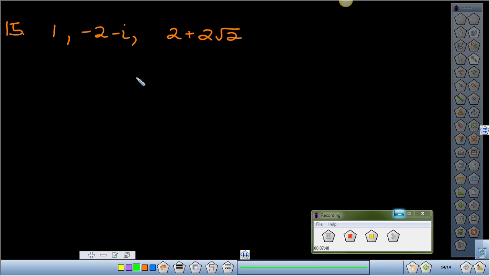And number 15, we're trying to find a polynomial function that has these zeros. Find all the additional zeros. So this goes back to the imaginary root theorem and the irrational root theorem, which states that if you have an imaginary root, then its conjugate is also a root. So the conjugate of negative 2 minus i is negative 2 plus i. So that's one of your additional roots. And your second one, if you have an irrational root, 2 plus 2 times the square root of 2, then its conjugate, 2 minus 2 times the square root of 2, is also a root.